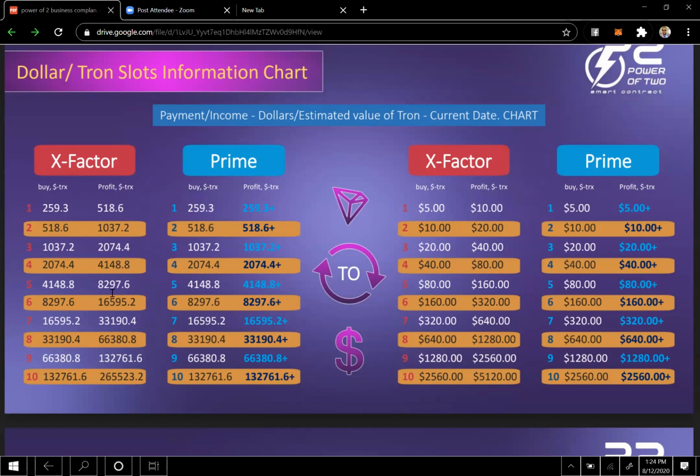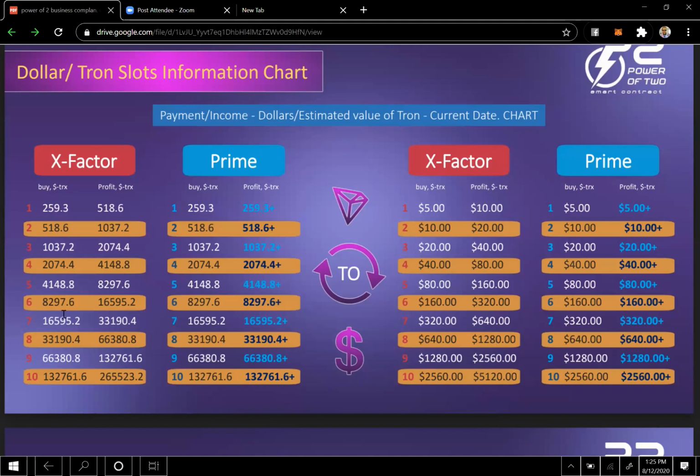Okay, so the left side is the coin and on the right side is the dollar amount. Now remember, in level one, slot one, when you upgrade, slot one is going to activate for you, which is $5. And the Prime is also going to activate for you, which is $5. So slot one is always a guarantee that you're going to make money regardless, whether you bring them or not. For you to continue to make money, you've got to upgrade to the next slot.